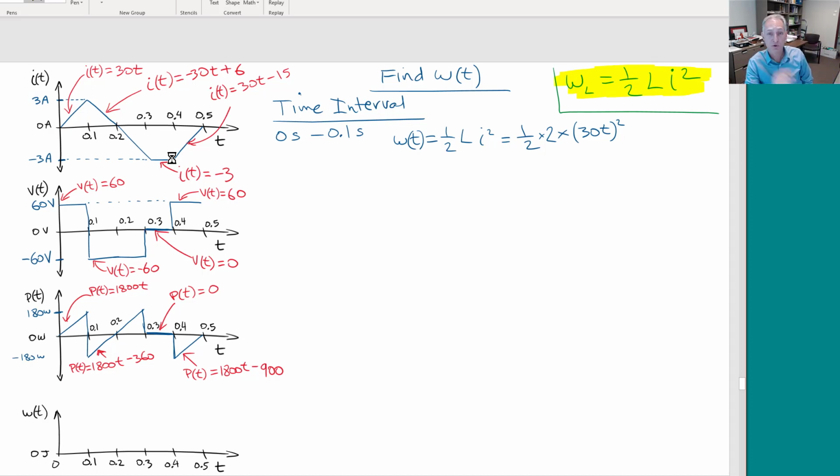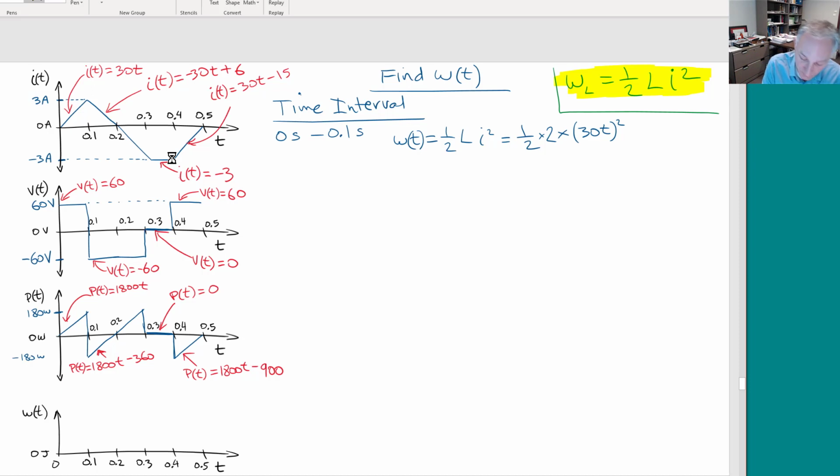Now remember, when we did the capacitor, we also did it with the integral of power. So I'm not going to do that in this example. I'm going to use 1/2 Li squared. Remember, in the capacitor, I did 1/2 CV squared, and then I did the integral formula for power. So I'm skipping the integral formula.